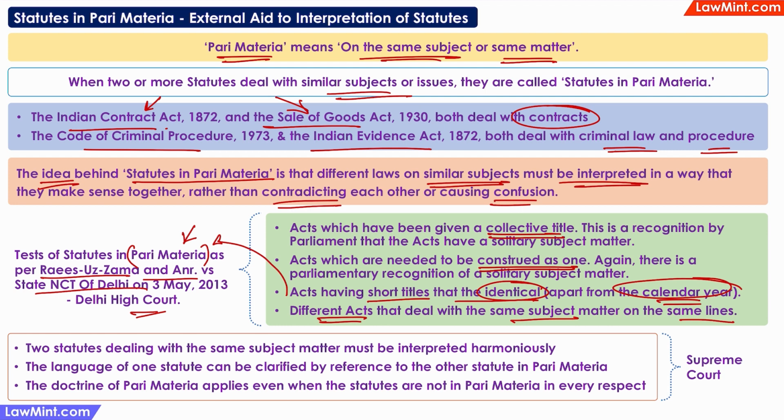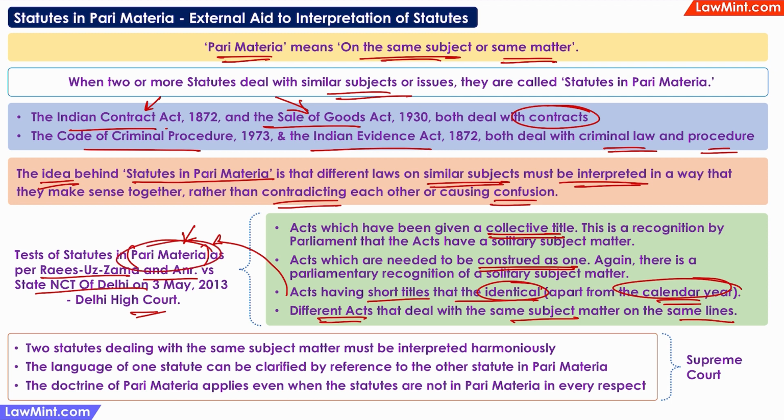Different acts that deal with the same subject matter on the same lines, for example, the Industrial Disputes Act and the Trade Unions Act, both relate to labor relations and workers' rights. Both contribute to the framework governing industrial relations. Therefore, they are statutes in Pari Materia. The Sale of Goods Act and the Consumer Protection Act both deal with the rights of buyers and sellers and warranties and other conditions regarding goods. Both acts are designed to protect the interests of the buyers and sellers in the marketplace. Therefore, they are in Pari Materia.